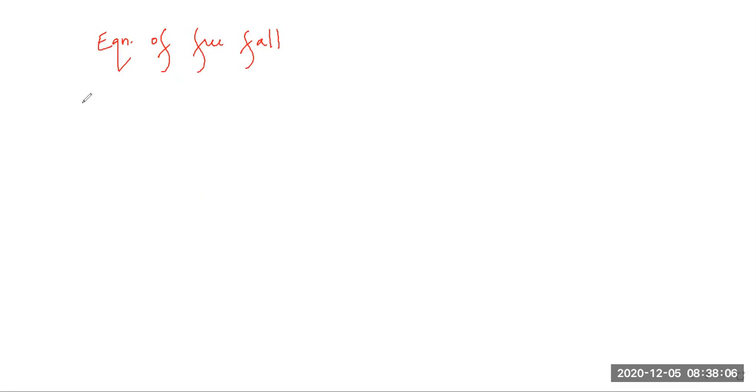So first, v is equal to u plus at, first equation. Please speak loudly. Second, Amrit: s is equal to ut plus half at square. And the last one, Sargun: v square minus u square equal to 2as. Okay.